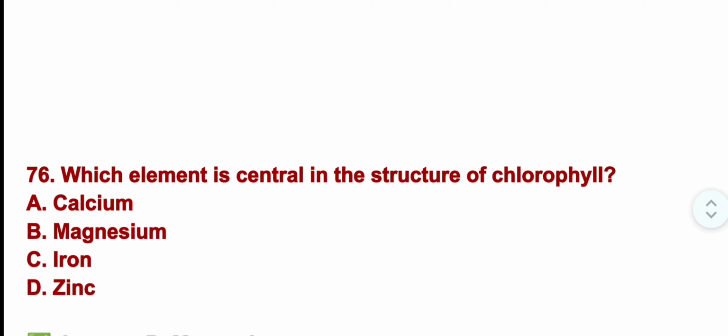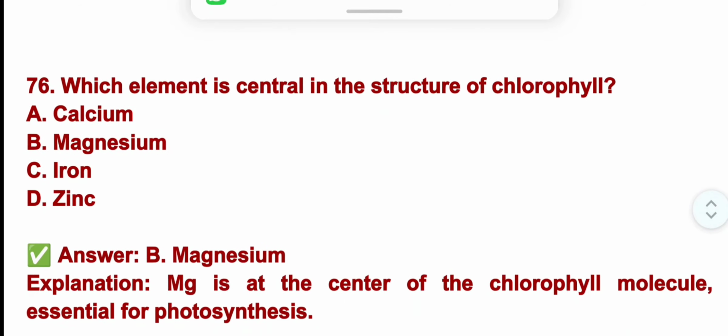Question number 76. Which element is central in the structure of chlorophyll? The correct option is option B, magnesium. Magnesium is at the center of the chlorophyll molecule, essential for photosynthesis.